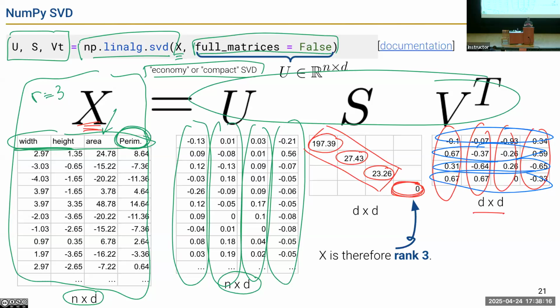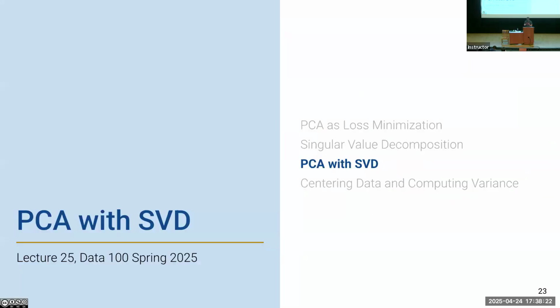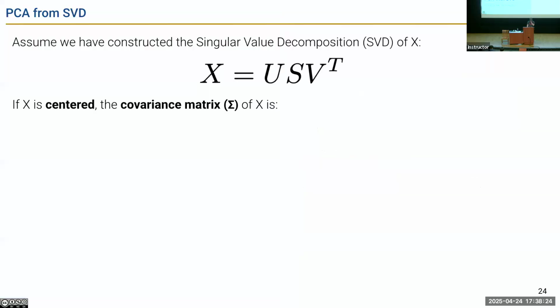So let's keep going. How do we actually use this SVD to do something useful about PCA? Okay, PCA with singular value decomposition. So assume that you can construct the SVD. I want you to assume that we have a matrix X where you can construct the SVD. You apply this SVD function, okay, you can get U, S, and VT back. What can you do with that knowledge?